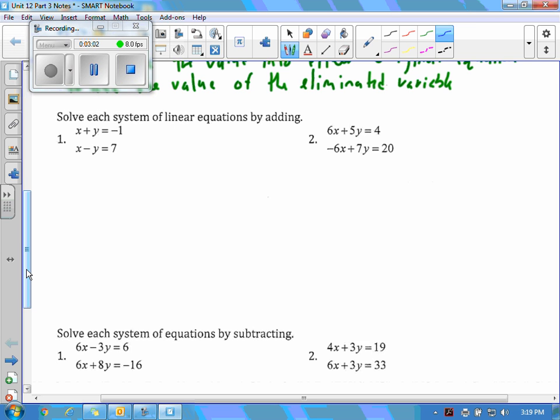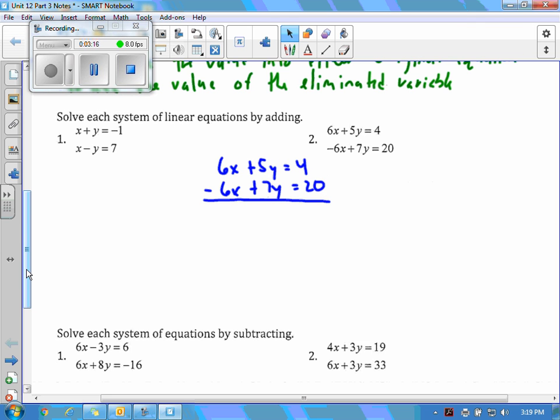On number 2, I'm going to start by rewriting these again. I'm going to slide over to the left a little bit so I have some more room. Again, the section heading already tells you what I'm going to do, but the reason I'm going to add is because I have a positive 6x and a negative 6x. If I add opposites, I wind up with 0, which is my goal. So step 1, I'm going to add the equations, or subtract, in this case add. 6x plus negative 6x is 0. 5y plus 7y is 12y. 4 plus 20 is 24.